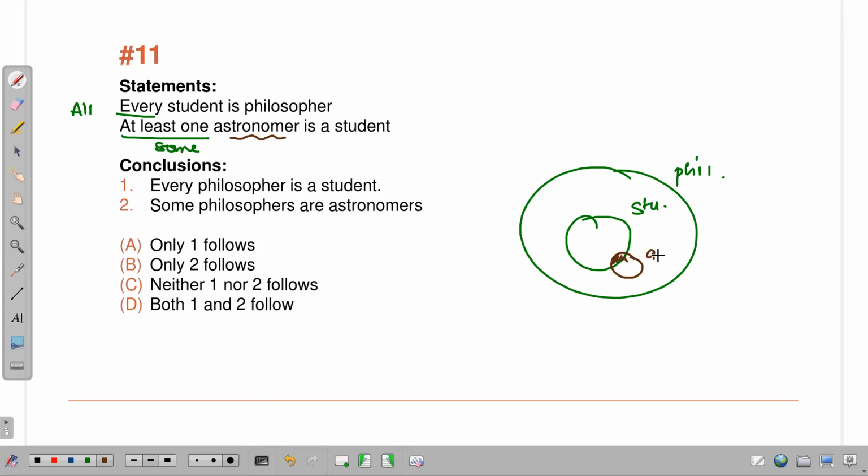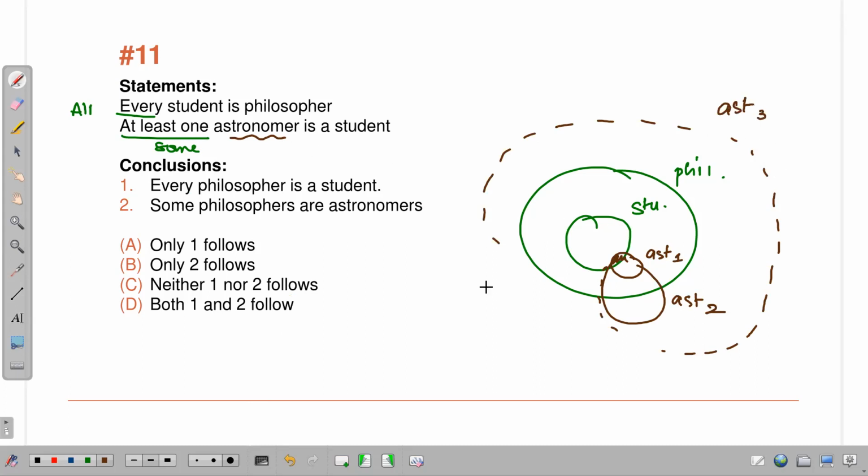So I don't know how big the set of astronomers is. So I can make it like this. I can make it like this. I can even make it like this. Just drawing for fun, okay, as an encompassing possibility.